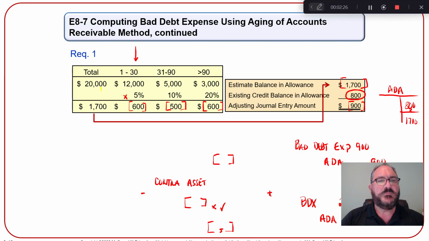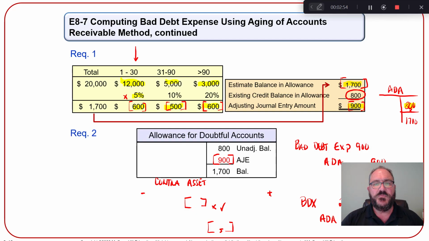So the first thing, you take the numbers and multiply them out, right? So the 12,000 they said at 5%, that's 600. 5,000 at 10% is 500. 3,000 at 20% is 600, right? So this is the amount that you should have, that they need to have in their account. And they already have $800 in there. So the question is, how much do you have to add to it? You have to add 900.